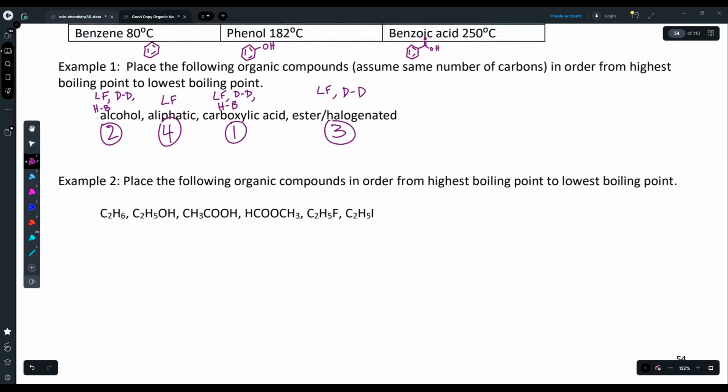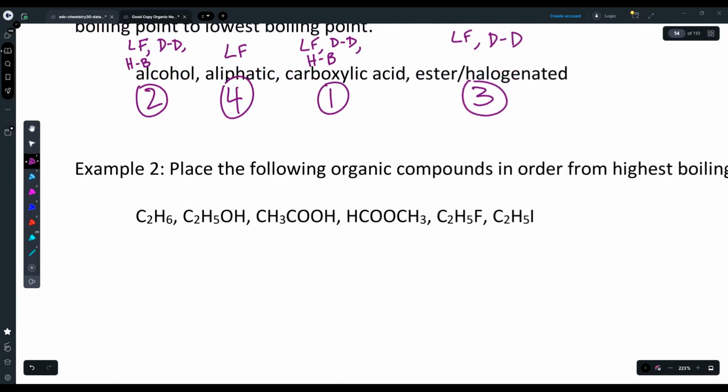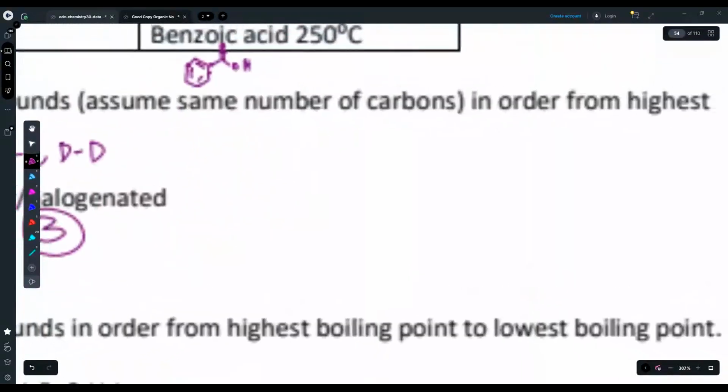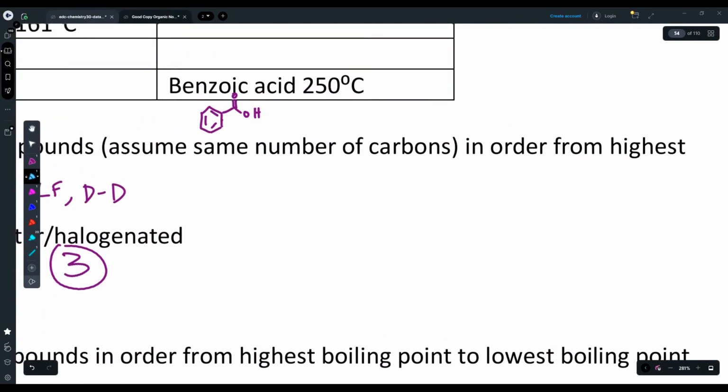All right. Example 2, we're doing the same thing. We've got a list of compounds and we need to order them from highest boiling point to lowest boiling point. Okay, so now that we have some actual compounds, I do find it more helpful to just draw out the compounds to help compare. And actually, before we get to that, I'm going to go back. I said this point out loud, I just didn't write it out.